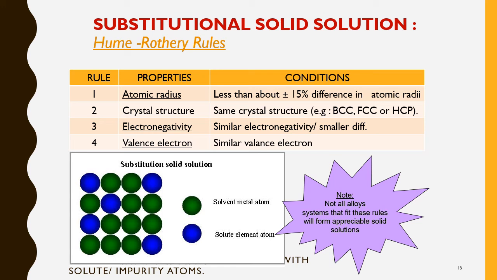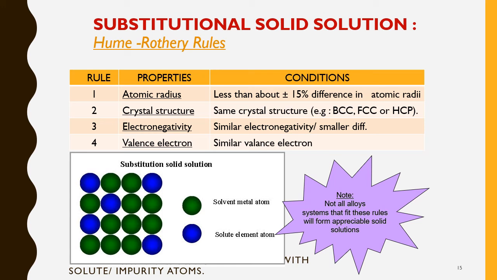And then number 2, the crystal structure must be the same. For example, if the material you want to add is BCC, then the material to be added must also be BCC and vice versa. The third one is it must have similar electronegativity or very small difference. And the fourth one is it must have the same valence electron.